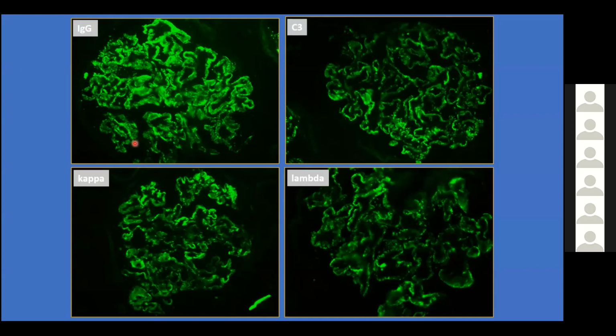Similar deposits are also noted for kappa and lambda light chains. And for C3, we can see 1 to 2+ intense expression along the capillary wall. The pattern of deposit is very important. So the pattern is granular along the capillary wall.